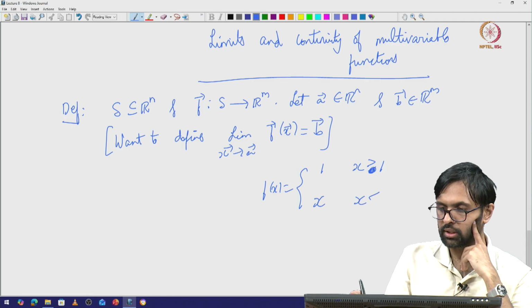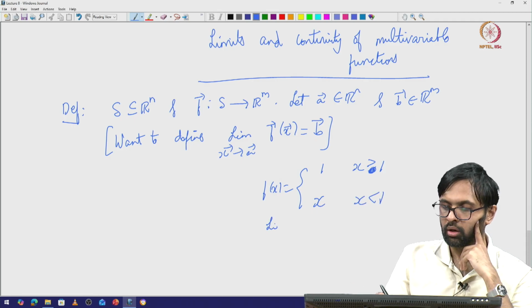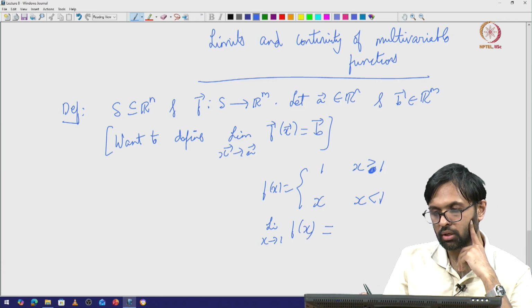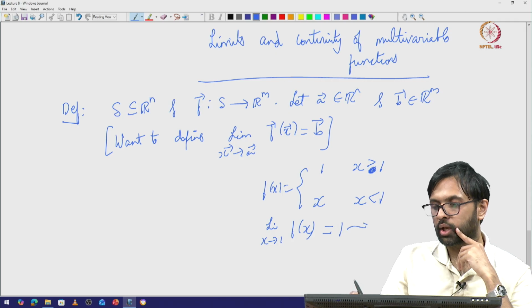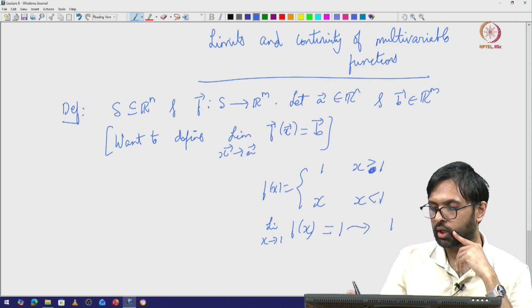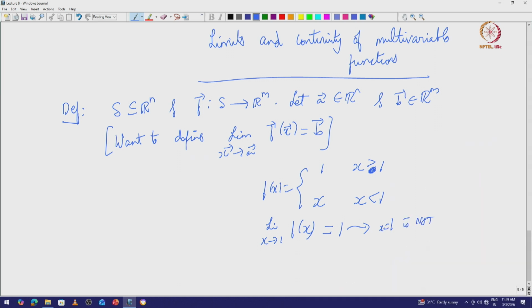Let's say it's x when x is less than 1. Can we even define this limit? Yes, we can, and the answer is indeed 1. So in other words, x equals 1 is not even in the domain. This point is not even in the domain, and yet we can make the definition.